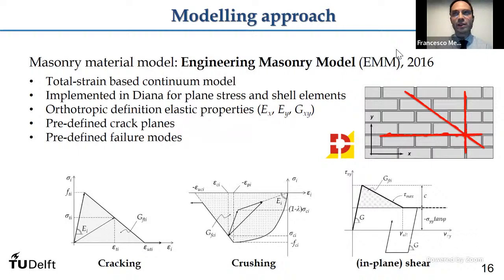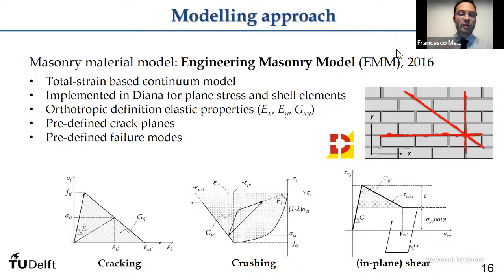And it differs from the traditional total strain model, which was mainly developed for concrete, because it has an orthotropic definition of the elastic properties, and also some predefined crack planes, which are associated to predefined failure modes. So for instance, there is the possibility of tensile cracking or shear sliding along the bed joints, or tensile cracking along diagonal lines.